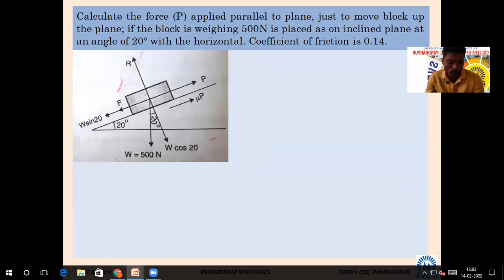Then roll numbers 4, 12, 13, 19, 22, 24, 27, 37, 40 and 48 are absent. If any of these are present, tell me immediately. Roll numbers 4, 12, 13, 19, 22, 24, 27, 37, 40 and 48. If not, I am going to close. Thank you very much.